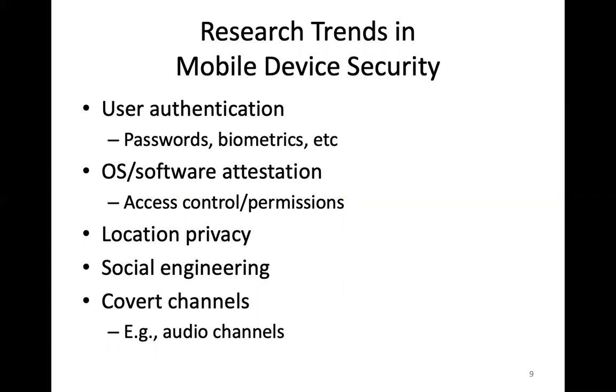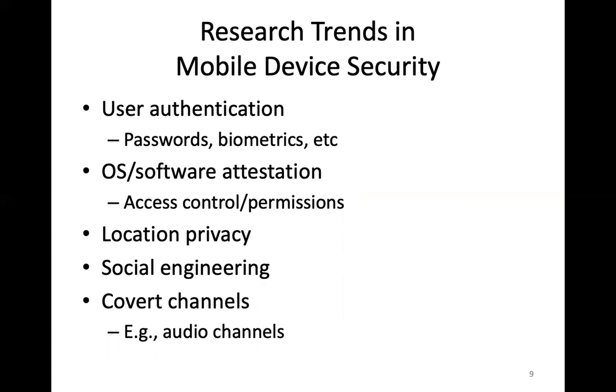When you look at mobile device security in general, there is a lot of work on user authentication, better ways to provide authentication, biometrics, and so on. There's also work on operating system and software attestation and access control permissions, an example of which, of course, we saw in the last class when we looked at restricted spaces.